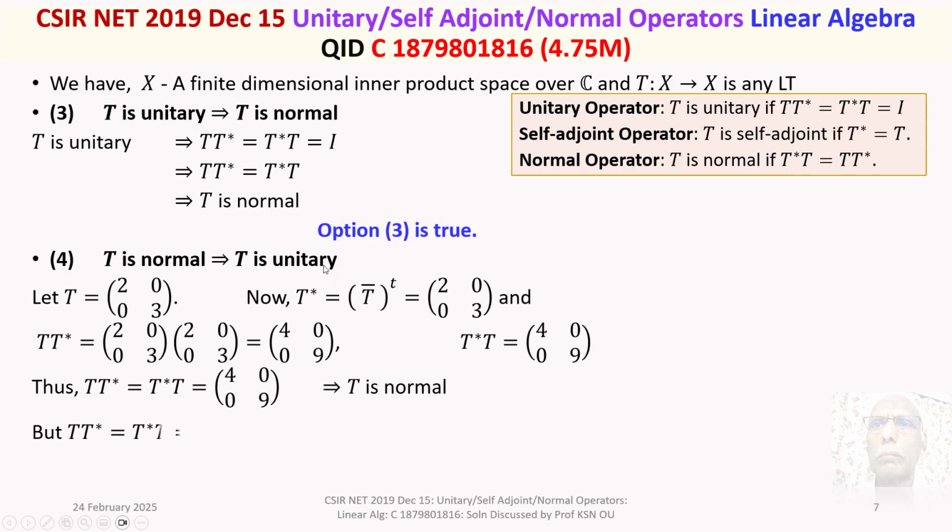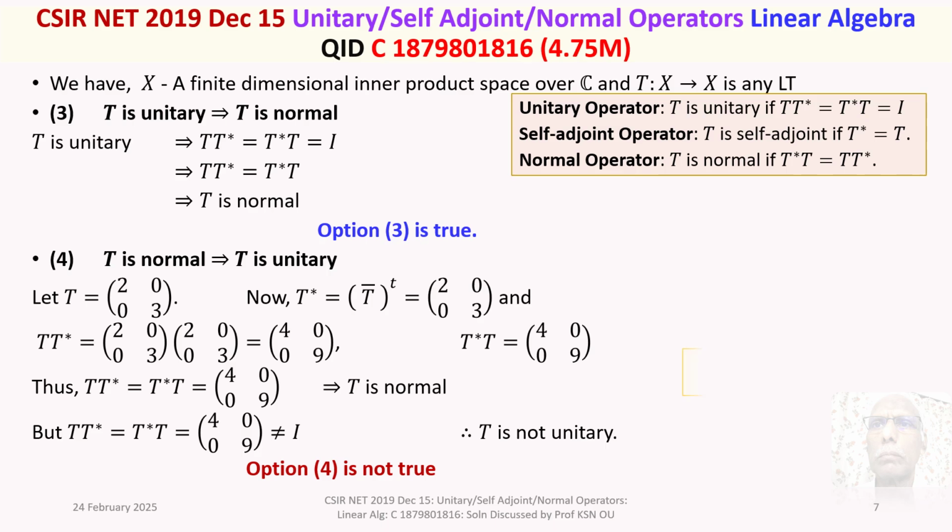Is T unitary? No. Why? TT star equal to T star T is equal to diag(4, 9), which is not equal to identity. To be unitary, T star T must be equal to identity, but it is not. Therefore, T is not unitary. So T is normal, but that does not imply T is unitary. Therefore, option 4 is not true.